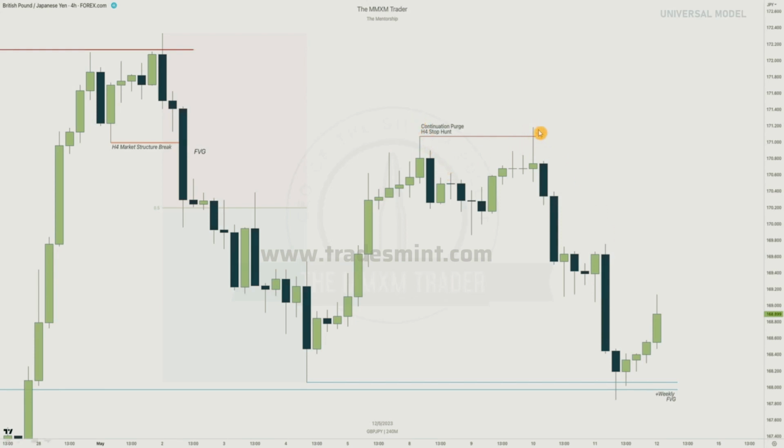This turtle soup over here. So from here on out, we can have a sell program activated, right? And we can see that on our lower time frame, and we'll be using a 15-minute time frame on this occasion.